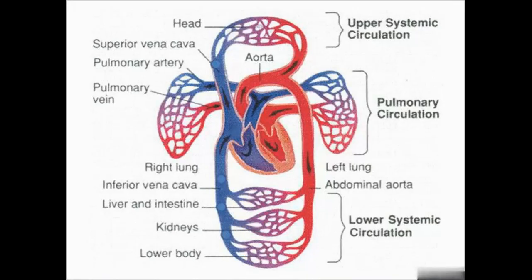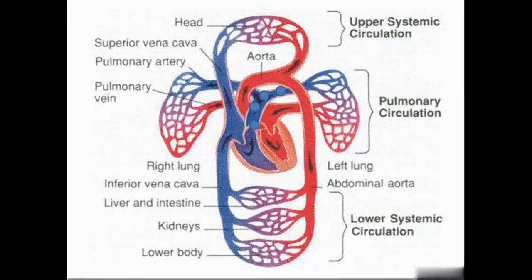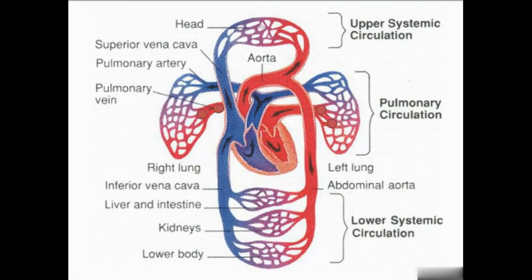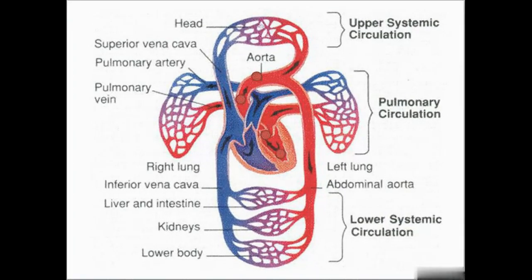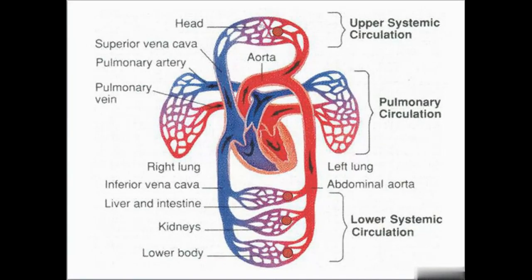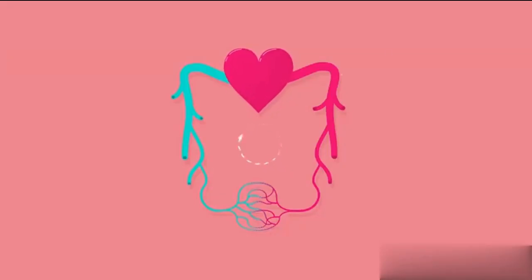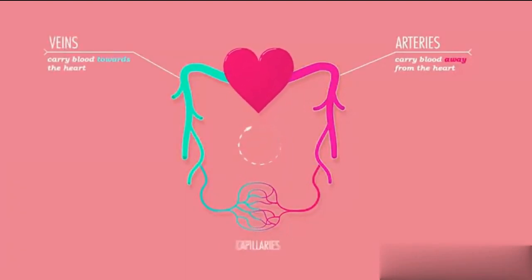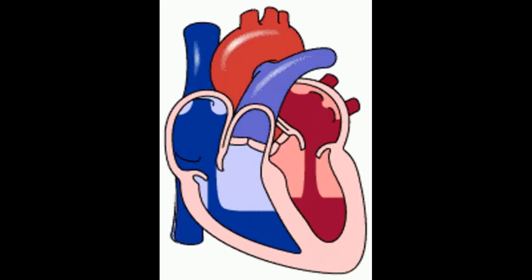Pulmonary circulation. The right side of the heart receives deoxygenated blood from the body and pumps it to the lungs via the pulmonary arteries for oxygenation. Oxygenated blood returns to the left side of the heart through the pulmonary veins. Now let's see the pumping process.